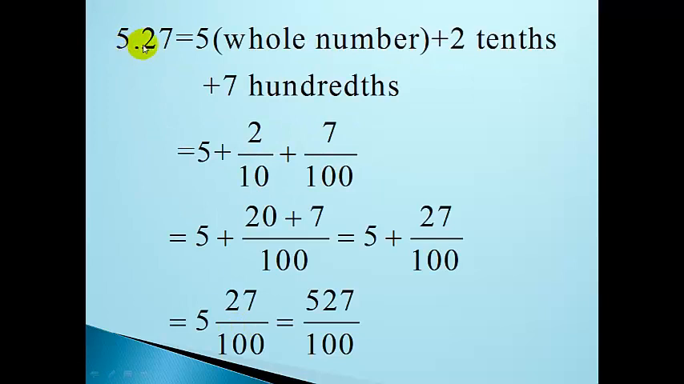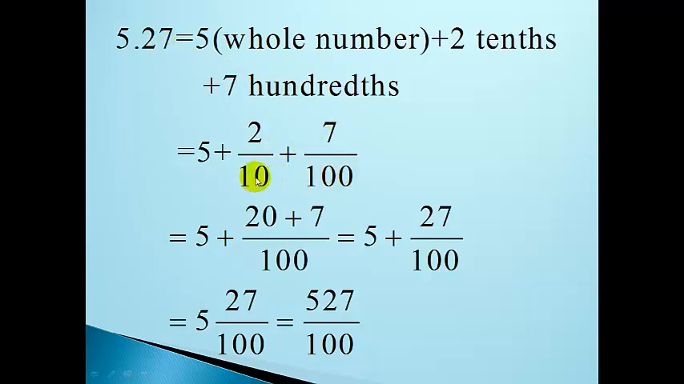Now, considering 5.27, the digit before the decimal point is 5, and that is the whole number. So 5.27 is equal to 5, that's the whole number, plus, because 2 is occupying the 10th position, 2/10, plus 7 is also occupying the 100th position, so it's plus 7/100.